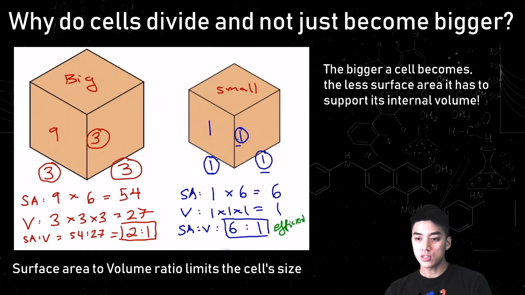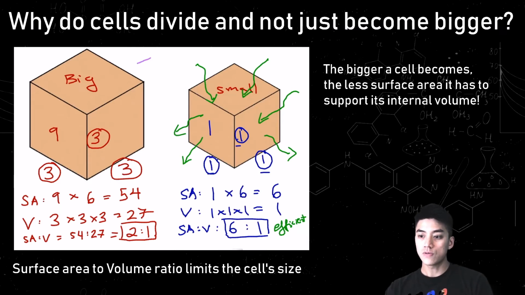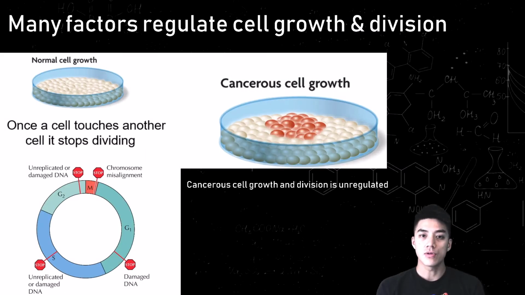This means smaller cells are more efficient at moving in nutrients like water and glucose, and moving out things like waste products, because it has more surface area, so it can support its volume much better. Whereas with a bigger cell, even though it has more surface area, the volume actually grows exponentially. So if cells were as big as elephants, they would be really inefficient at moving stuff in and out of the cell.